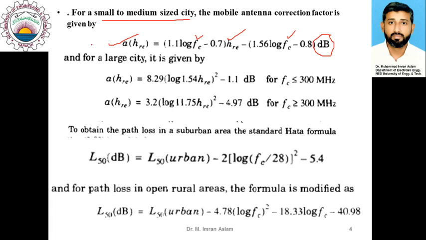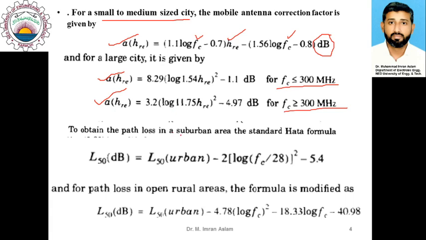But in case of a large size city, this A(HRE) has two different expressions depending on the operating frequency. So if you have an operating frequency which is smaller than 300 megahertz, we use this relationship to calculate the correction factor, and if you have an operating frequency which is greater than 300 megahertz, in that case we use this relationship in order to calculate the correction factor for effective antenna height.